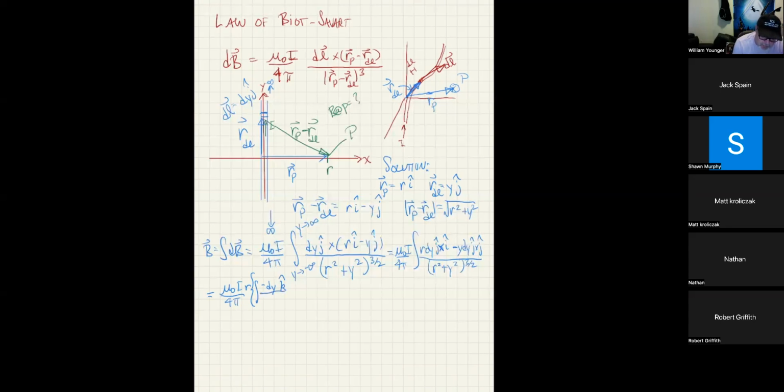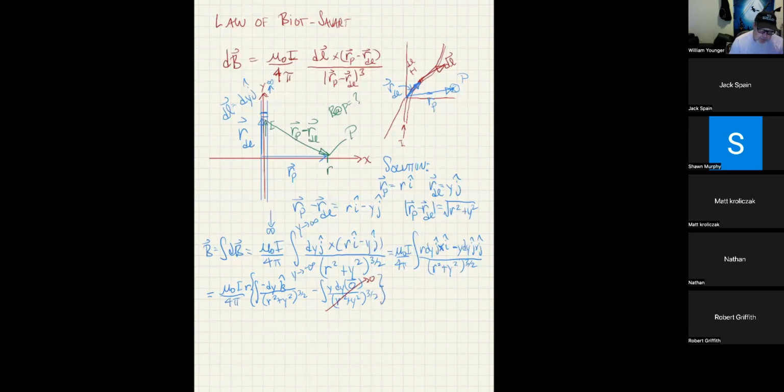And then that would be over r squared plus y squared to the 3/2. Now the other part, like you were pointing out, is negative integral y dy, j hat cross j hat is 0, over r squared plus y squared to the 3/2. So absolutely, this part is just 0. We don't have to toy with it anymore.